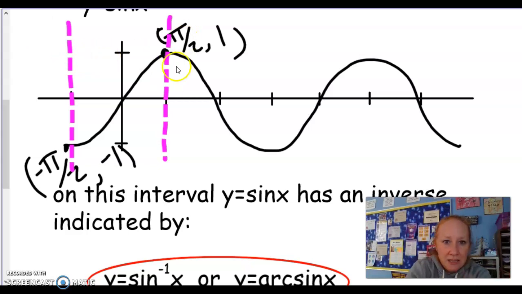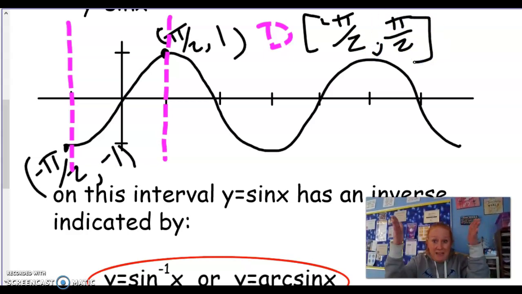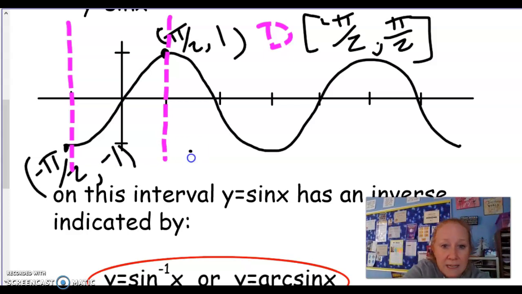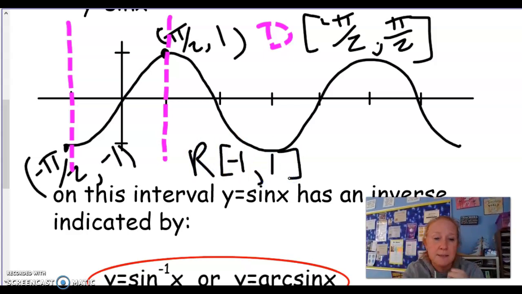Okay, so we're going to look at this graph right here. And right now, just from the pink lines to the pink lines, my domain of that is inclusive. My domain is negative pi over 2 to positive pi over 2. Because domain is this way, my range is like this, so my range is going to be negative 1 to positive 1. And it's inclusive, it's including those things.